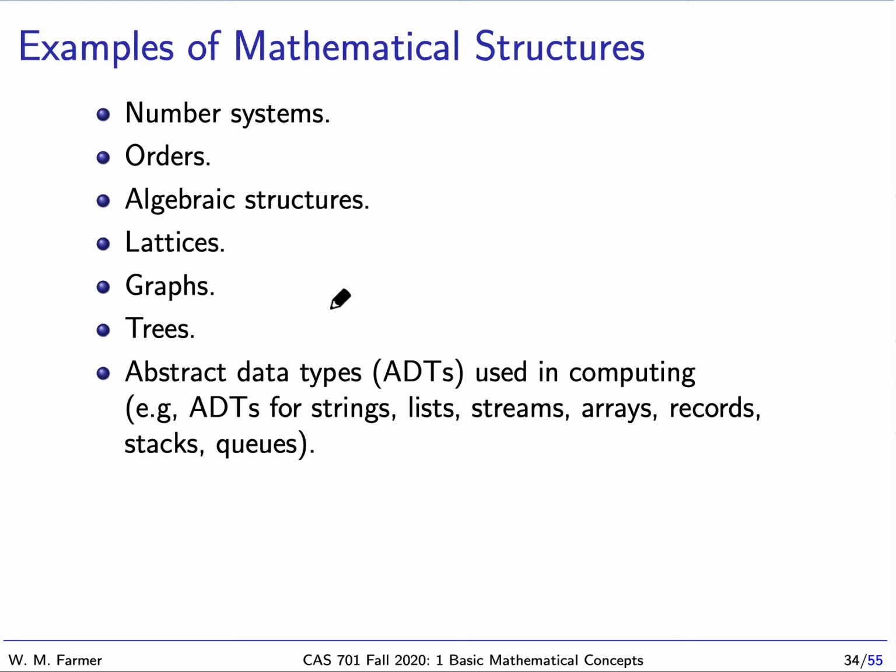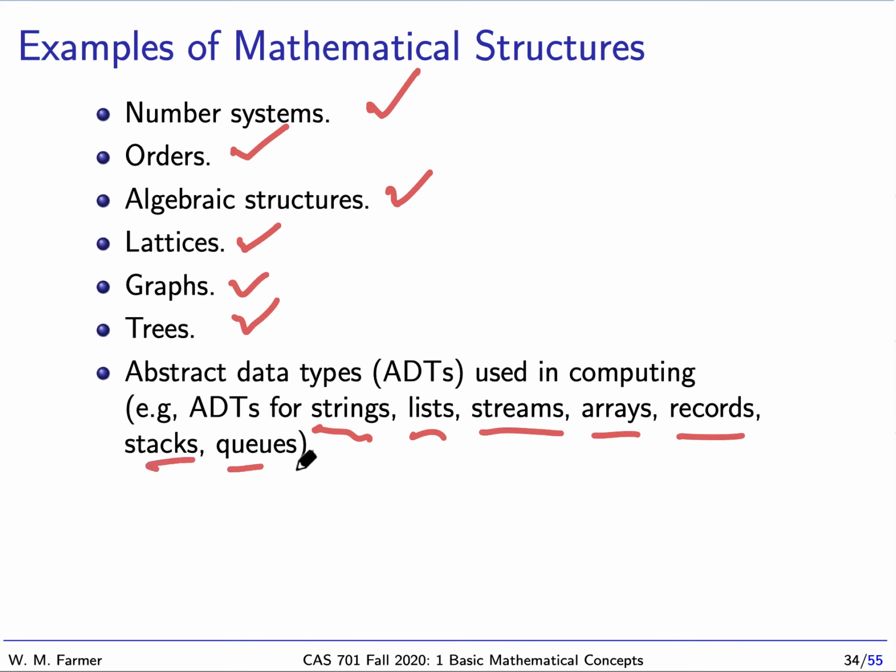And the real important examples are number systems. We've already talked about those. Orders, we're going to go in some depth about orders, different kinds of orders like partial orders, total orders, well orders. Then we're going to look at algebraic structures, lattices, graphs, and trees. And it's important to note another very rich collection of mathematical structures are abstract data types that are used in computing. And these are things like strings, lists, streams, arrays, records, stacks, queues, and so forth.